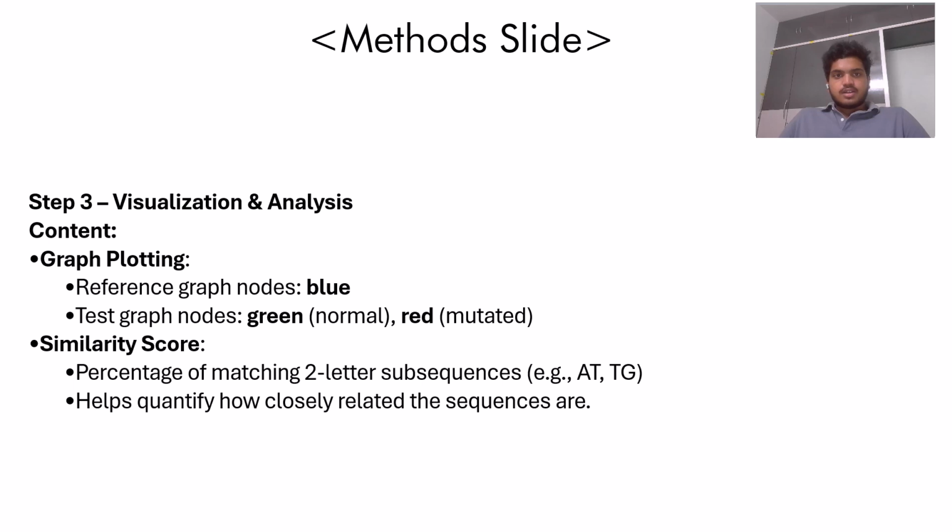Coming to visualization, using Python libraries like NetworkX and Matplotlib, we can plot the graphs. Reference nodes are shown in blue, and test graph nodes are green if unchanged and red if mutated. We can also compute a similarity score based on the percentage of matching two-letter subsequences like AT, TG, GT. This helps us quantify the degree of similarity between the two sequences.